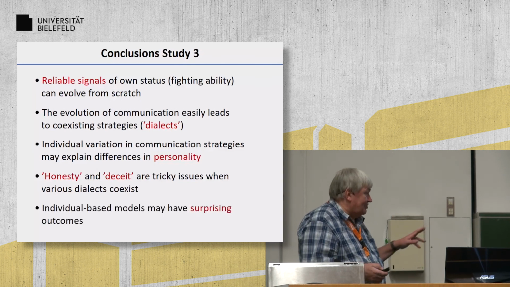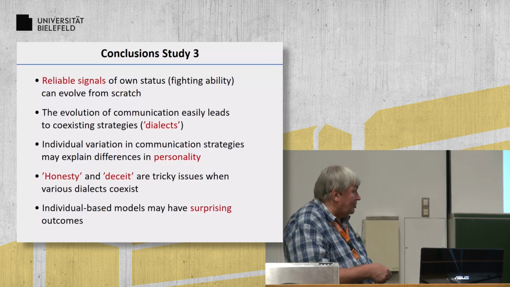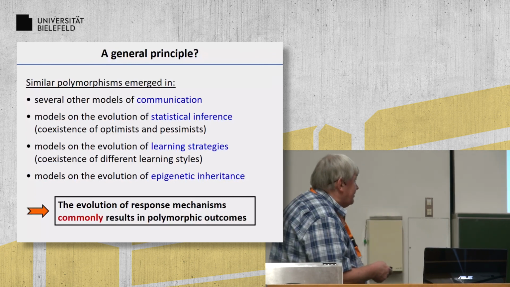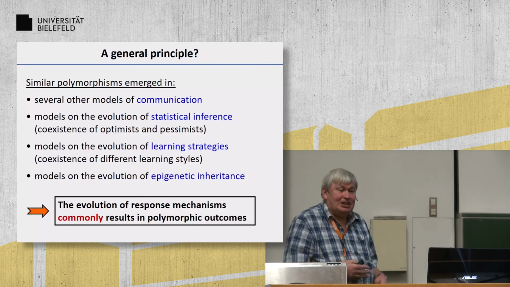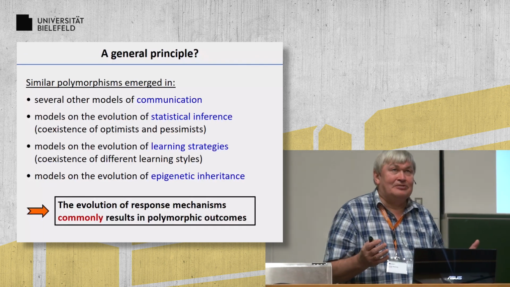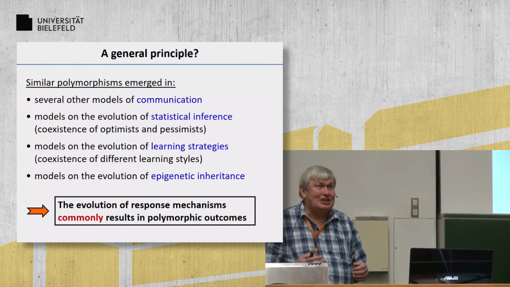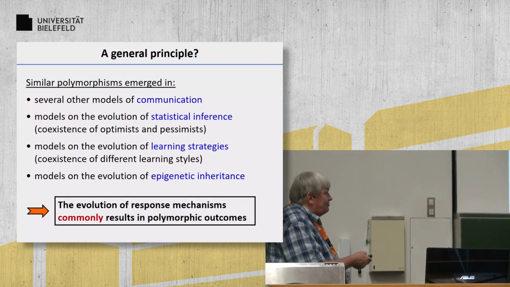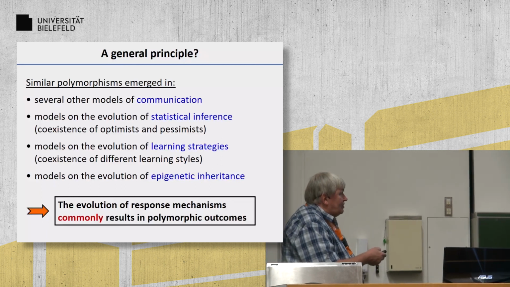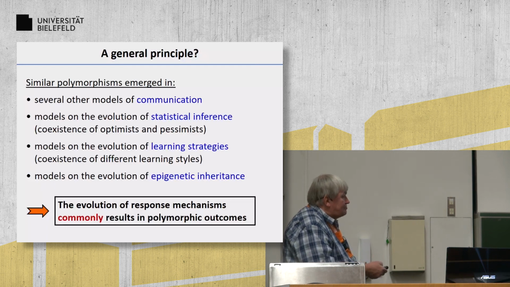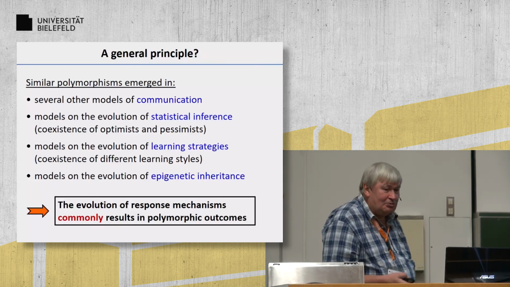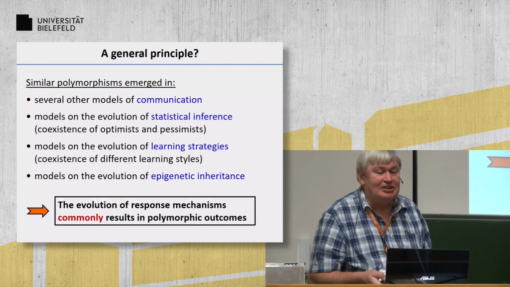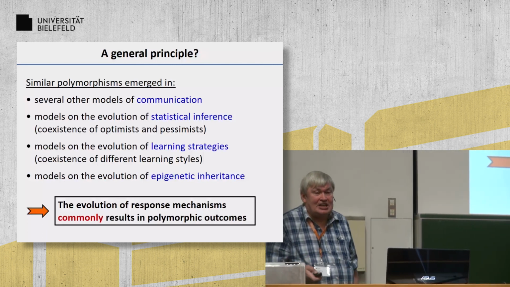The final point that I would like to make is, first of all, that it shows that these individual-based models, these more modern kinds of models, have surprising outcomes. And I don't want to go into it, but basically, what we now see is that whenever you run individual-based simulations and you do not find the emergence of variation, then you are surprised, whereas we formerly were surprised that we did find this kind of variation. We find it in many different kinds of models that we made: models of statistical inference, learning strategies, epigenetic inheritance, and so on. So they commonly result in polymorphic outcomes. In other words, this is a very different kind of explanation for the emergence of polymorphism.